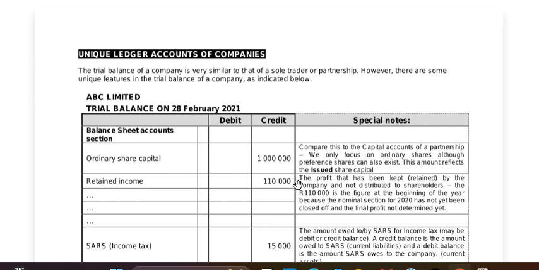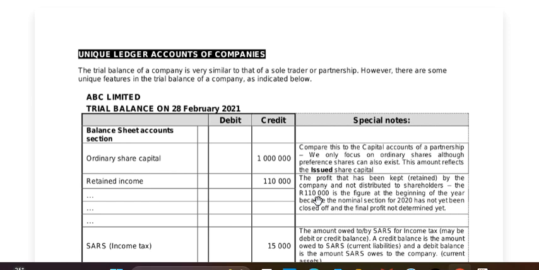And then we have retained income. Retain is to keep, and then income explains itself. So retained income is income that is kept by the company and not distributed, specifically profit that is kept by the company and not distributed to the shareholders. You'll distribute some, but you'll keep the rest, and this will be called retained income.